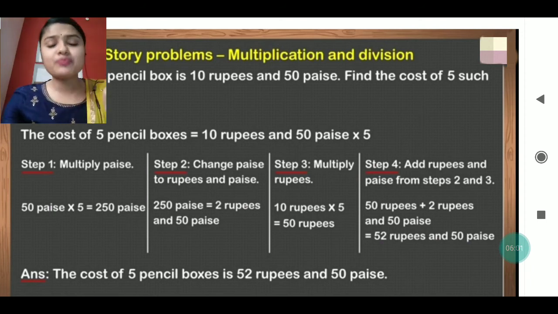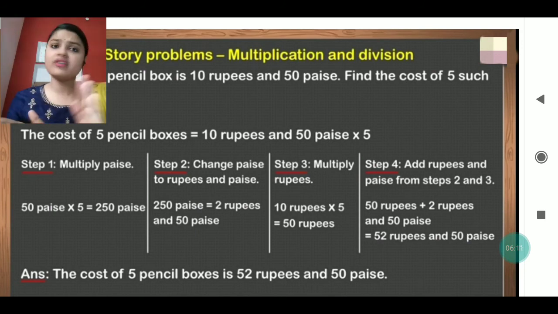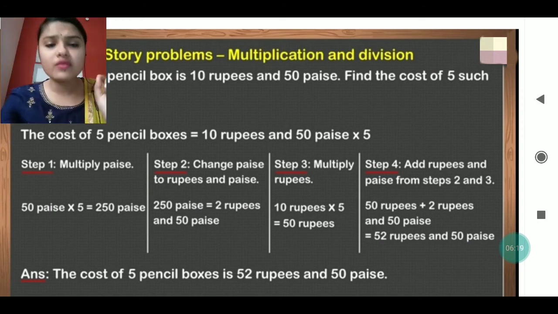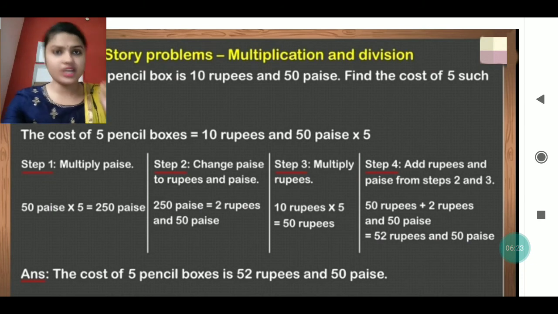Okay, and this paise is given separately. So that paise we will write as it is, because we don't have to add anything here. We have got only 50 rupees, so 50 we have already added with 2 rupees, so we have got 52 rupees and 50 paise. The cost of 5 pencil box is 52 rupees and 50 paise.